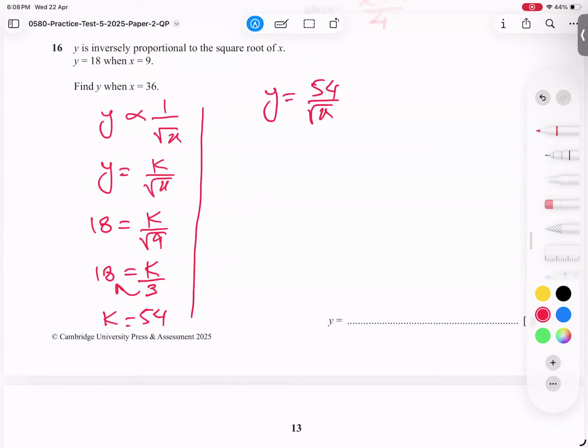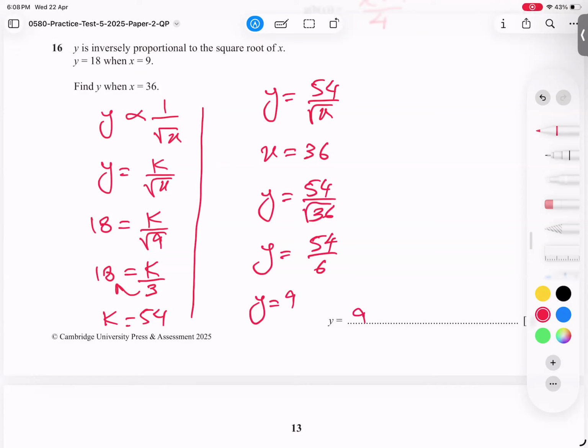Okay. Now he's saying put x value 36. So putting x as 36, y equals 54 over root 36, and that gives you 6. So 6 nines are 54. So I got a 9. And let me check again. Yes, exactly correct, and no mistake at all. I hope the point is very clear.